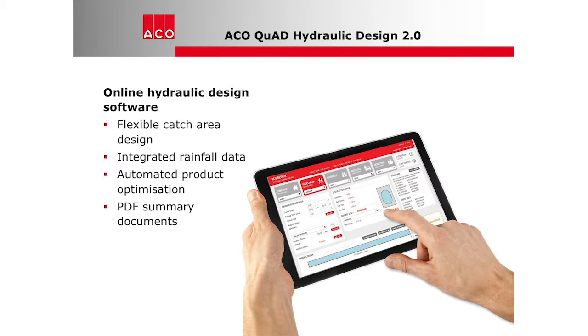So this is an example of it on the screen here. This is a one-page software. It's free of charge to use. It's online. You just need to put an email address and a password in. It offers the option for flexible catchment design. There's integrated rainfall data, so you can use your own location and specific project postcodes, and it will be adapted to that. It's got automated product optimization based on the application that you're using, and also provides, once you've designed your project and your channels, a PDF summary. So I'll just show you how some of this works.